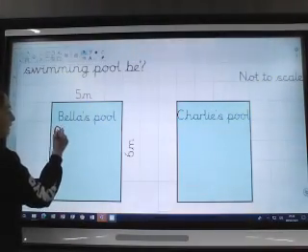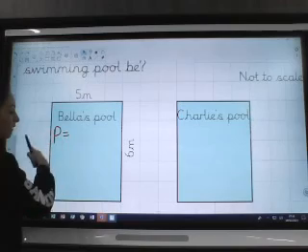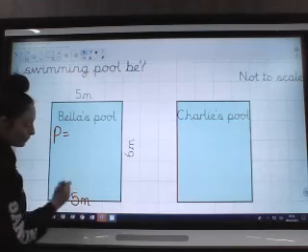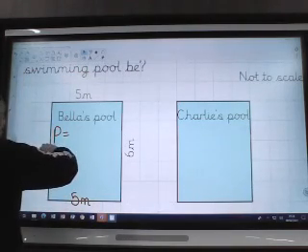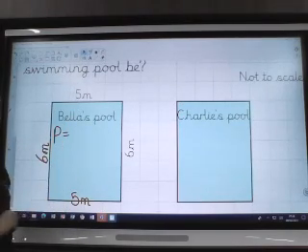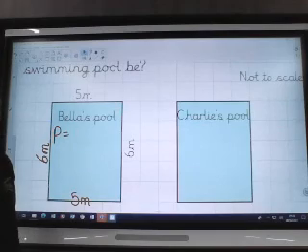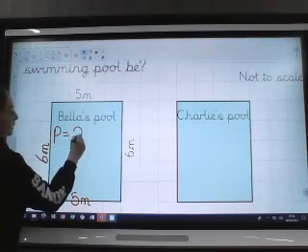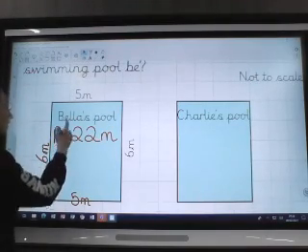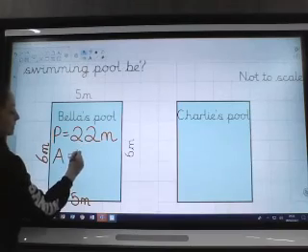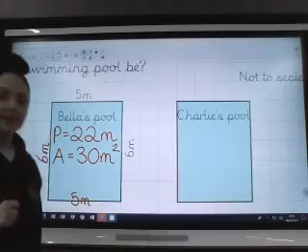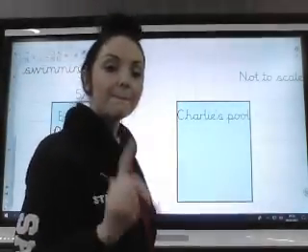The perimeter, remember, is when we add all of the sides together. If this side is 5, then this side down here will be 5. And if this side here is 6, then this side here will be 6. So 5 add 5 is 10, add 6 is 16, add another 6 would be 22 metres. Your area would just be 5 times 6, which we all know is going to be 30 metres squared. So that's the perimeter and area of Bella's pool.